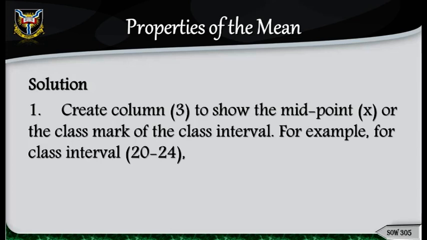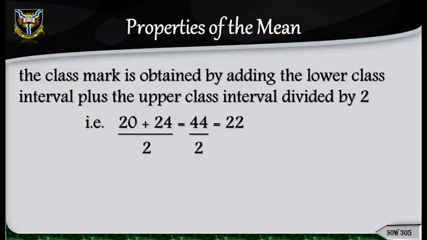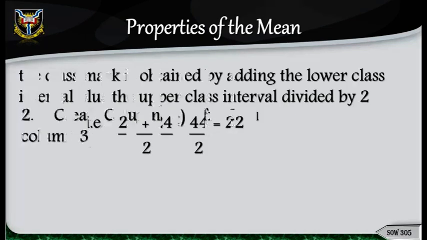Solution. 1. Create column 3 to show the midpoint x, or the class mark of the class interval. For example, for class interval 20 to 24, the class mark is obtained by adding the lower class limit plus the upper class limit divided by 2. For example, 20 plus 24 divided by 2 equals 44 divided by 2 equals 22.